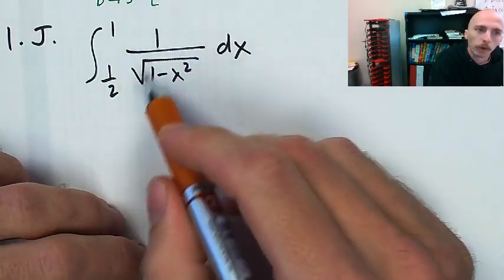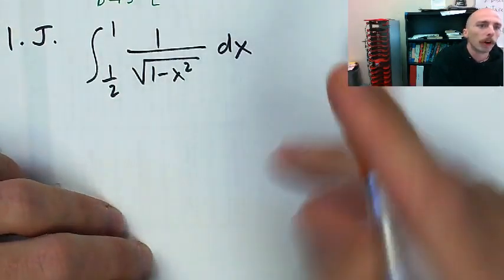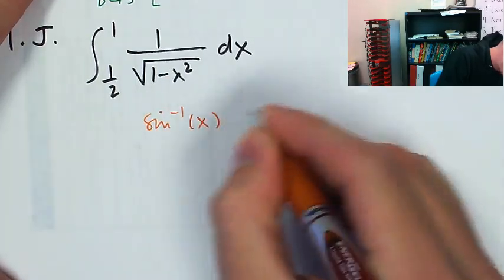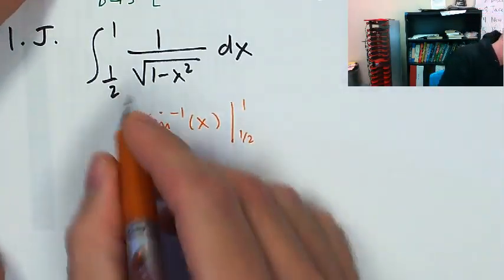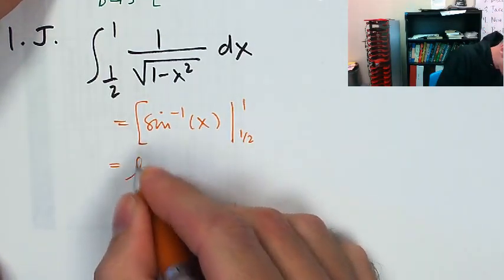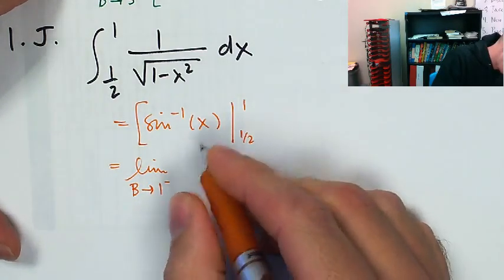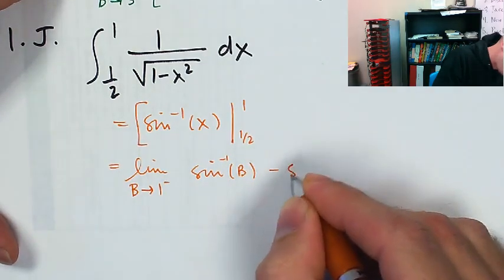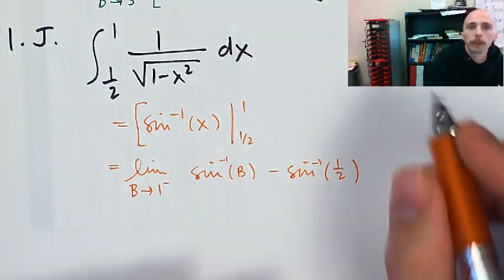This 1 over the square root of 1 minus x squared is the derivative of inverse sine of x, right? The derivative of arc sine. So I know that this is arc sine of x as x runs from 1/2 up to 1, but that 1 is troublesome because that's the reason it's an improper integral, so I'm going to take the limit as the upper bound goes towards 1 from the negative side of arc sine of b minus arc sine of 1/2. And now we're going to need to do some trigonometry here.